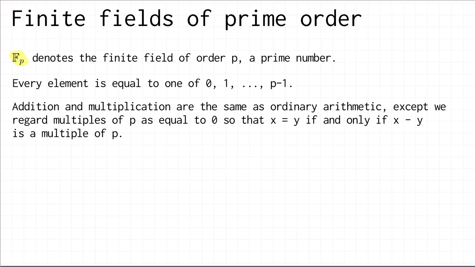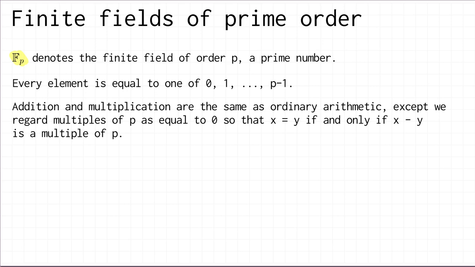The way we do this is that we regard every integer multiple of p as being equal to 0, so that x is equal to y. If x and y are two integers, we're going to write x equal to y in Fp if and only if the difference between x and y is a multiple of p. So I'll show you an example of this in a moment. But a field is supposed to have some operations. You're supposed to be able to add and multiply and even divide.